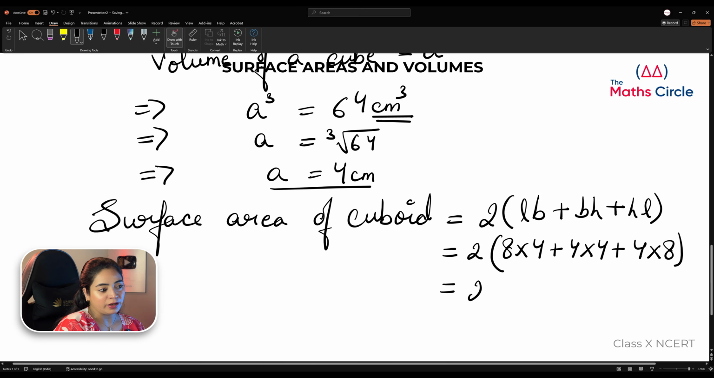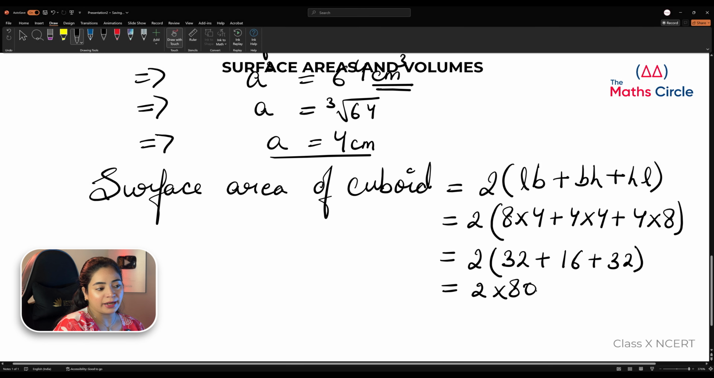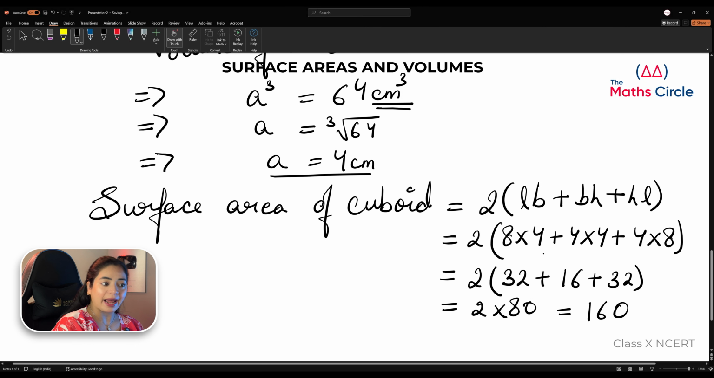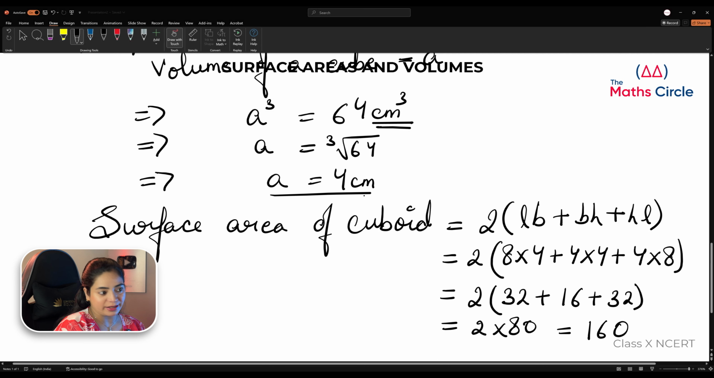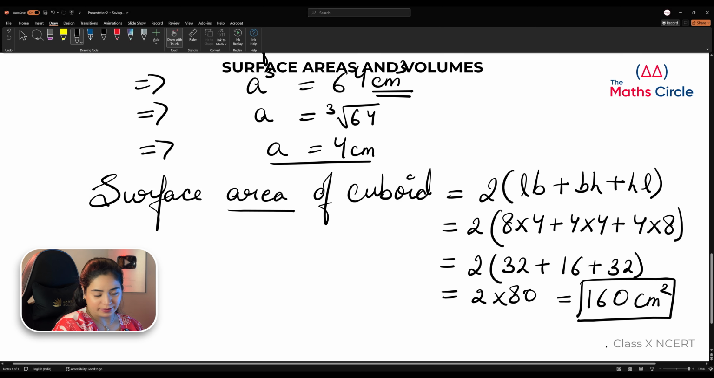Solving it carefully, we get 8 fours are 32, 4 fours are 16 and 4 eights are 32. This gives us 2 multiplied by 80. In result, we get 160. And as all the dimensions were in centimeter, the unit of the area will be centimeter square, which is our final answer.